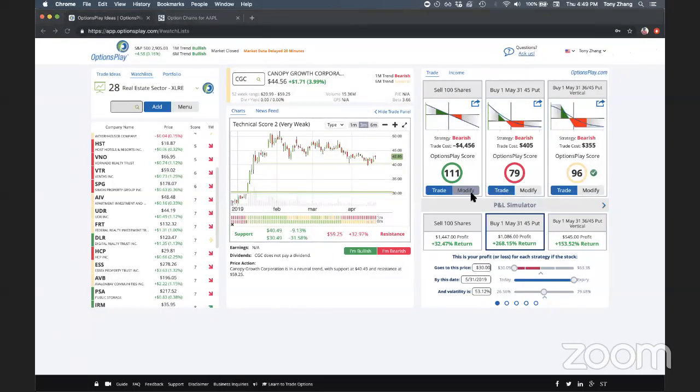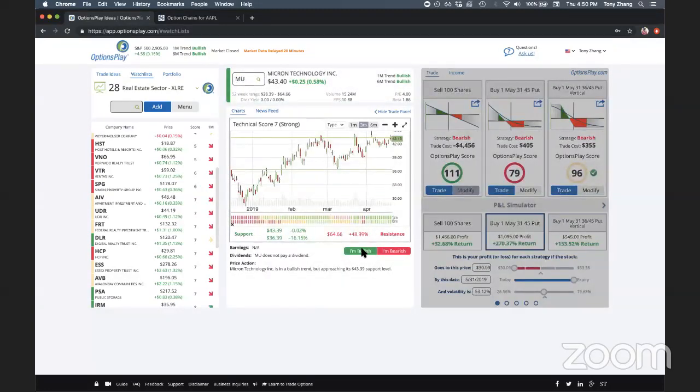Type in any symbol, click on either I'm bullish or I'm bearish, and using our P&L simulator, within a few clicks, get a pretty good sense of which strategy is best for you and what type of returns you should be looking for. Steven's bullish on Micron. So let's take a look at Micron.